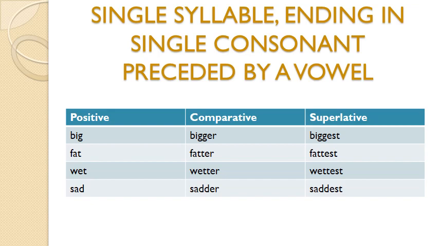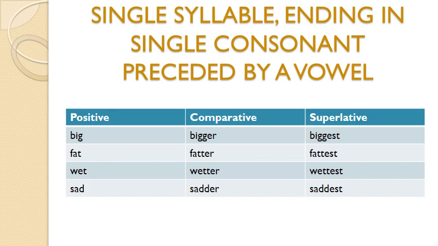In that case, what we have to do is double the consonant, the last alphabet of the word. Here, in the case of big, g is there. So we have to double the g. We have to use g twice, and er and est have to be added at the end to make it into a comparative or superlative degree. See, big becomes bigger, biggest.